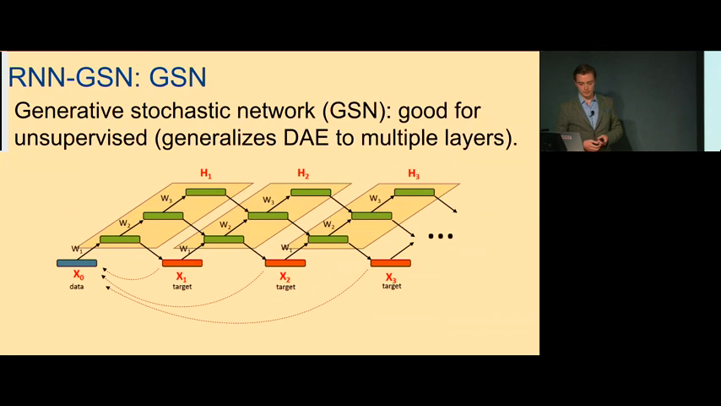The GSN, you can think of it as a denoising autoencoder with multiple layers. Instead of one hidden layer, it has multiple hidden layers that can all interact with each other. But you can think of each of these capital H's as a hidden layer from your denoising autoencoder. It just performs a more powerful representation of the input data.